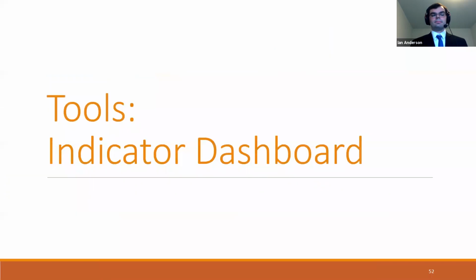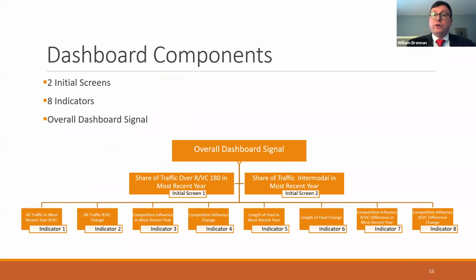We brought some of the insights from our exploratory data analysis into the dashboards for summarization. The dashboards were described in great detail in the board's September 30th decision, and we will not repeat everything that was said there. But to recap, the dashboard consists of two initial screens, 8 indicators, and an overall dashboard signal. The initial screens are intended to identify commodities having a particularly weak evidentiary basis for revocation or a particularly strong evidentiary basis for exemption. The first such screen examines the amount of traffic moving at rates above the jurisdictional threshold.